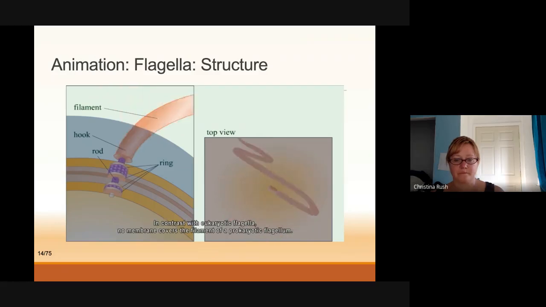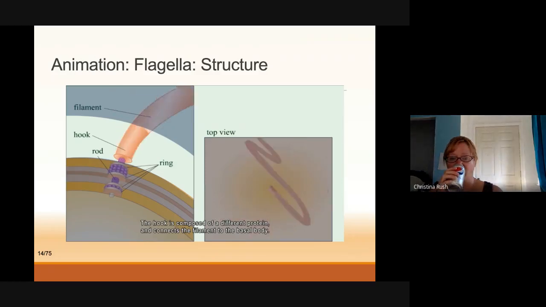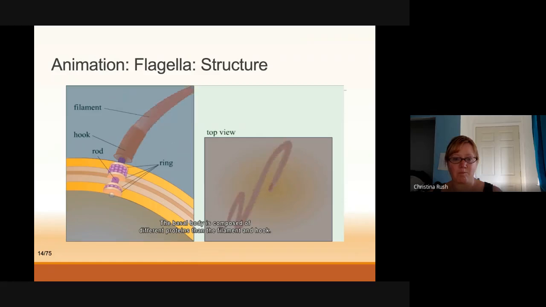In contrast with eukaryotic flagella, no membrane covers the filament of a prokaryotic flagellum. The whip-like filament inserts into a curved structure called a hook. The hook is composed of a different protein and connects the filament to the basal body. The basal body is composed of different proteins than the filament and hook.